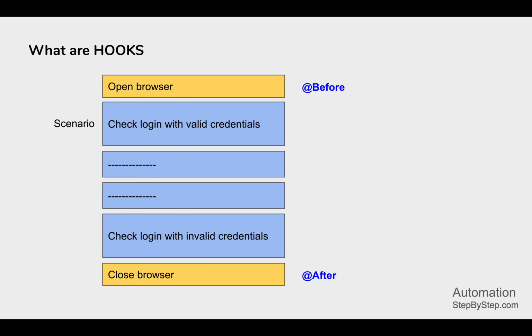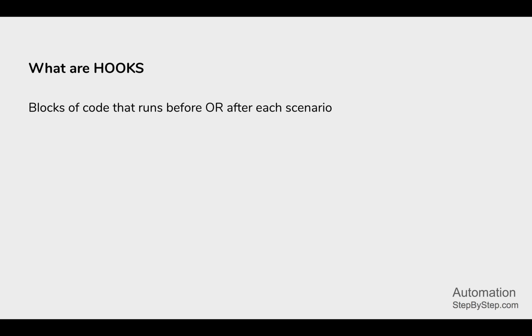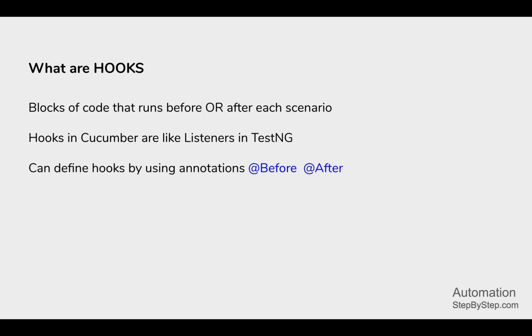So this is what hooks actually are. Hooks are functions or blocks of code that run before and after each scenario. Hooks in Cucumber are like listeners in TestNG. If you know TestNG, there are listeners where we can have setup and tear down that runs before and after each test or each class. Similarly, we have hooks in Cucumber, and hooks can run before and after each scenario and also before and after each step in a scenario, and I will show you that in a demo. So you can define hooks by using these annotations at before and at after.